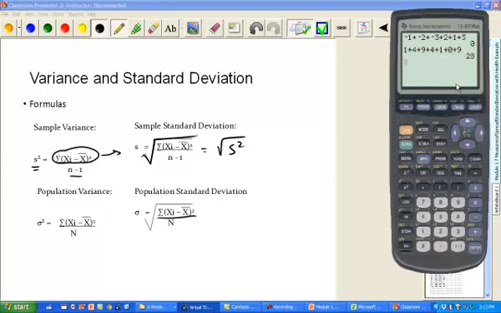So the sum that we just got was 28. So we're going to divide it by, if you recall, n was 7. So we're really dividing it by 6. Okay, 4 2/3 would be your value here.